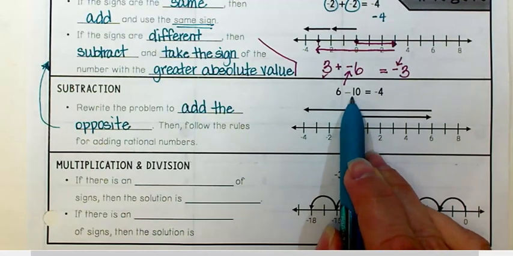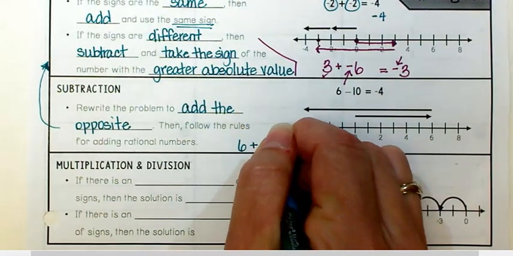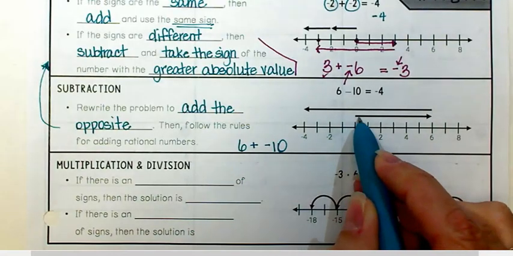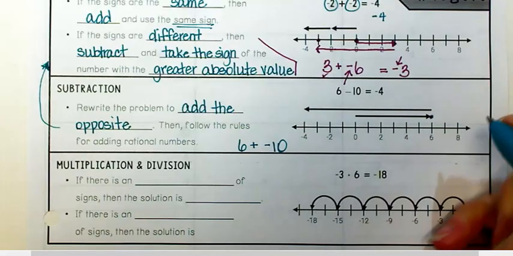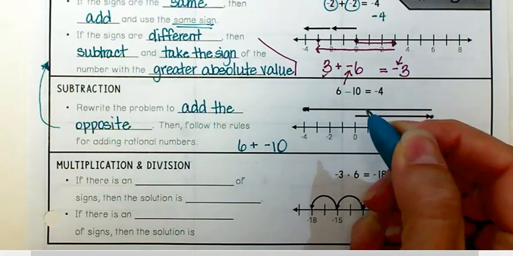All right. Rewrite the problem. This is really 6 plus a -10. So on the number line, we went 1, 2, 3, 4, 5, 6, wound up here, and then -10 takes us to here.